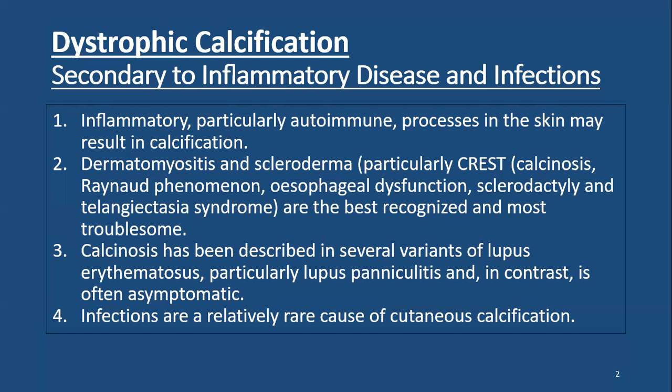So first, we are going to discuss the various kinds of dystrophic calcification, which is usually secondary to some inflammatory condition or some infection. Inflammation most often seen as a predisposing cause of dystrophic calcification are the autoimmune diseases. Among the autoimmune diseases, the most important are dermatomyositis, localized scleroderma or the CREST syndrome, systemic sclerosis, and some variants of lupus erythematosus, particularly lupus panniculitis. Among the infections, the most common are the two parasitic infections, onchocerciasis and cysticercosis.